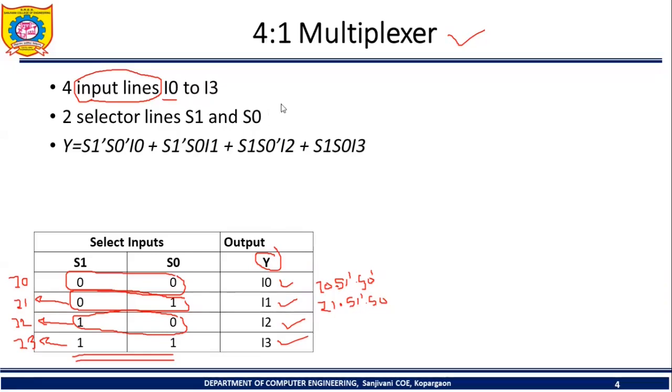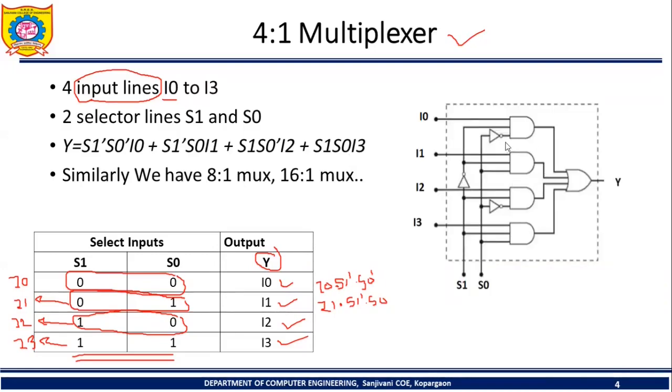Once we get this expression, can we draw a logic diagram for 4:1 multiplexer? Yes. In order to implement this logical expression, we will require some finite number of AND gates, and how many OR gates will be required? 1, 2, 3 OR gates will be required, and some NOT gates will be required. So from this logical expression, I can draw the logic diagram like this.